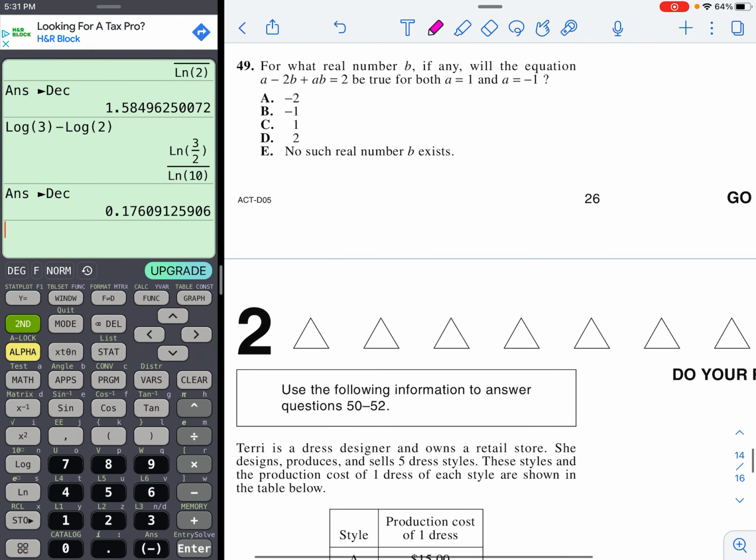And notice, we're at question 48, and this can still be a pretty quick problem if you just plug in. Question number 49, for what real number b, if any, will the equation a minus 2b plus ab equals 2 be true for both a equals 1 and a equals negative 1? Well, if A is 1, we would have 1 minus 2B plus, well, A times B is B, equals 2. So we would have 1 minus B is equal to 2. And if we plug in negative 1, we'd have negative 1 minus 2B. Now A is negative 1, so we have minus B is equal to 2.